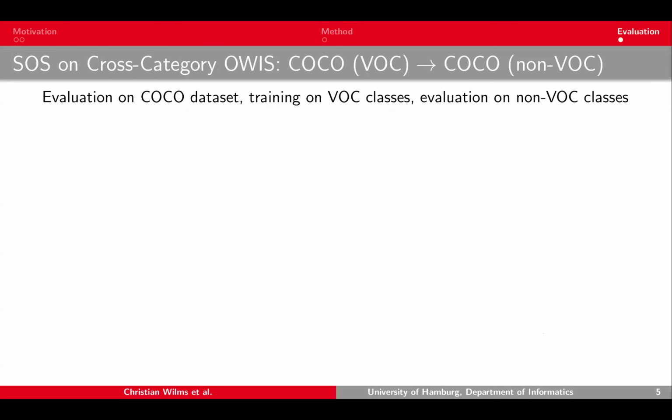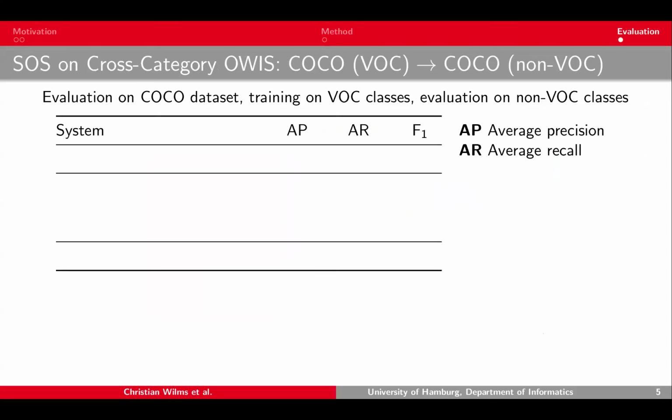Let me show the results of SOS on the cross-category open world instance segmentation setup on the COCO dataset. So we train on VOC classes, 20 VOC classes, and evaluate on the other 60 classes annotated in the COCO dataset. We measure the results with average precision and recall as other systems do as well, and also report the harmonic mean F1 score. So SAM as a baseline generates very strong recall, so finds several unseen objects, but the precision is quite low, which is expected as several background segments are also part of the result.